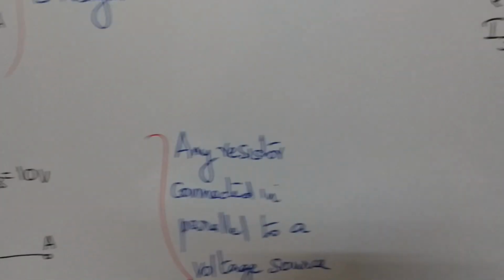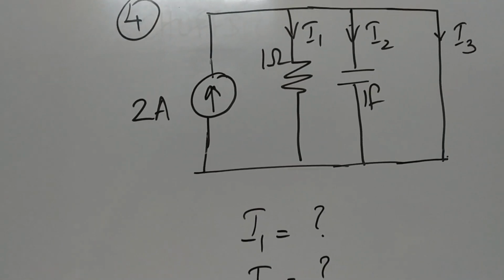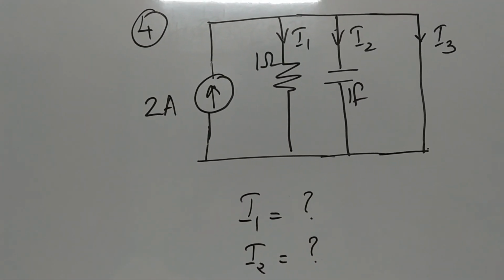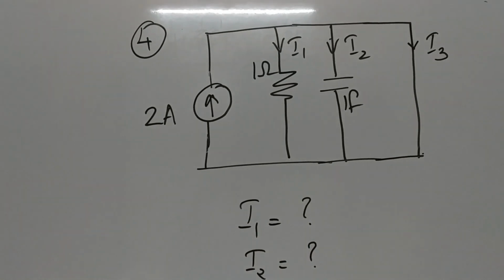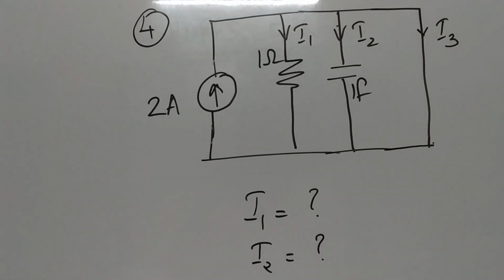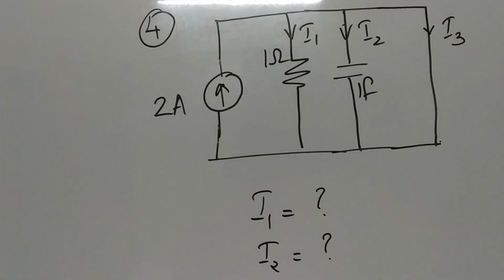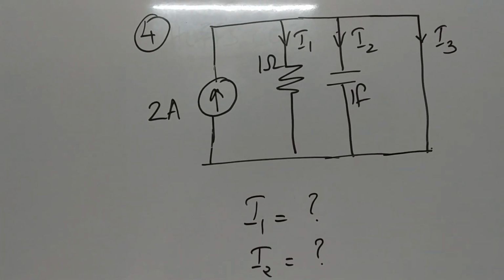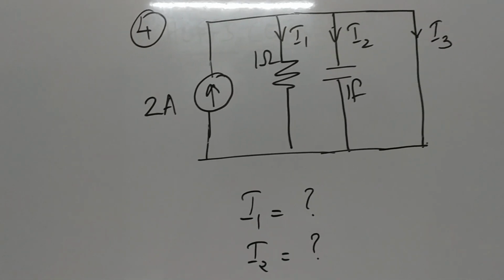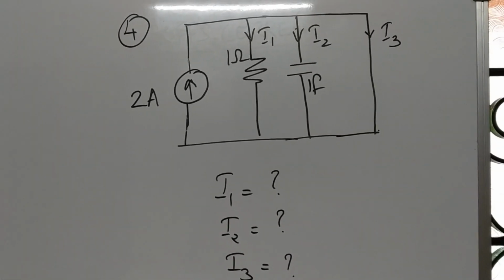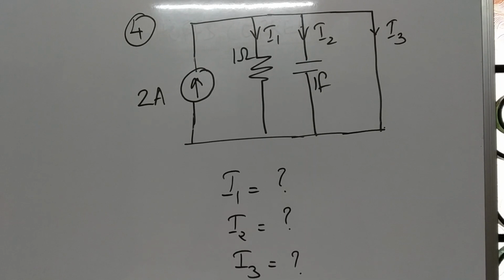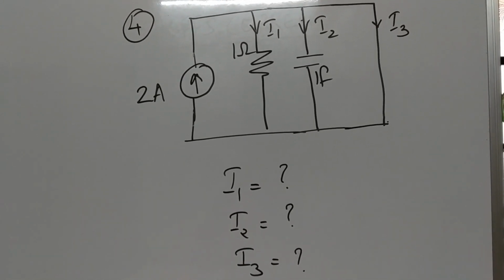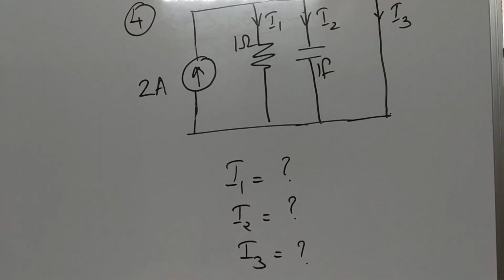Now we'll see another case. Now consider this case. You have a current source across which I have shown 3 branches. One is a resistor of 1 ohm, a capacitor of 1 farad and a short circuit. And I have marked the currents as I1, I2 and I3. Now can you say what is the current flowing through I1? What is the value of I2 and I3?